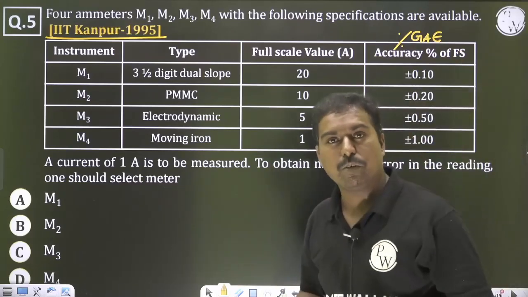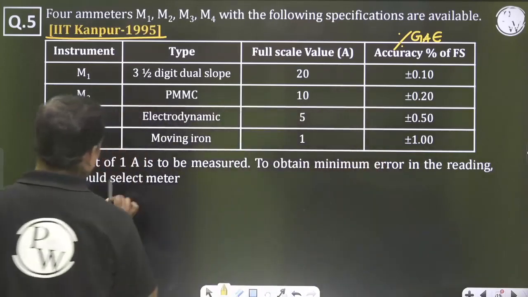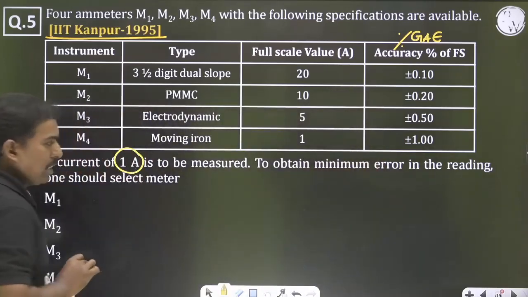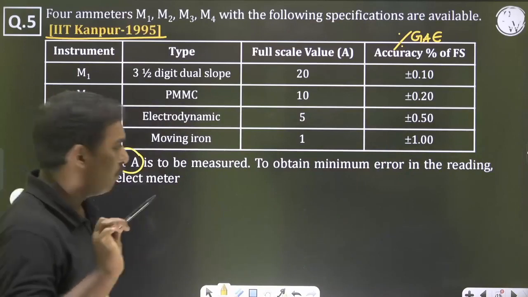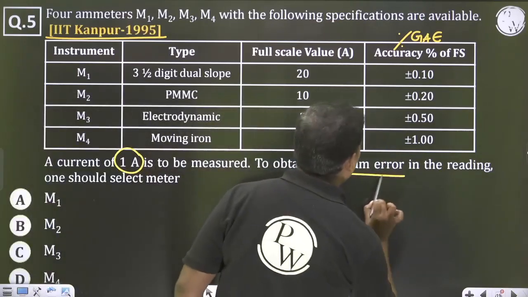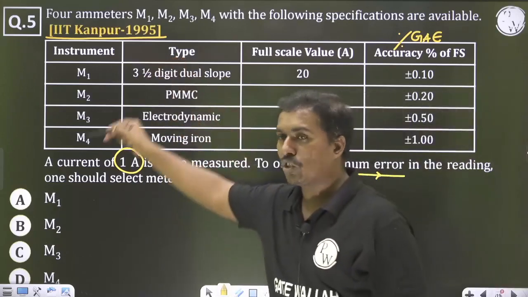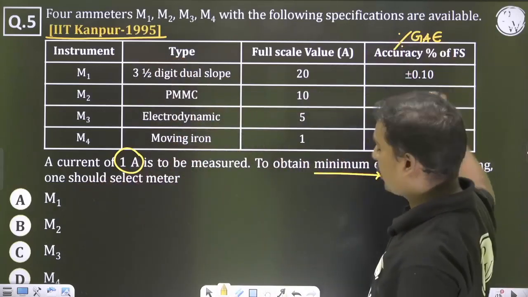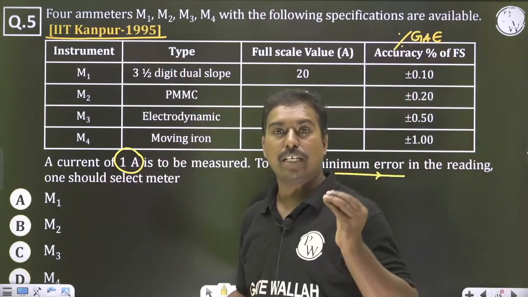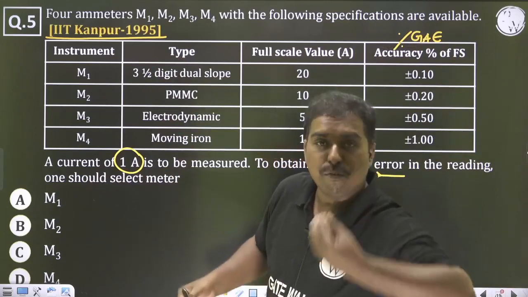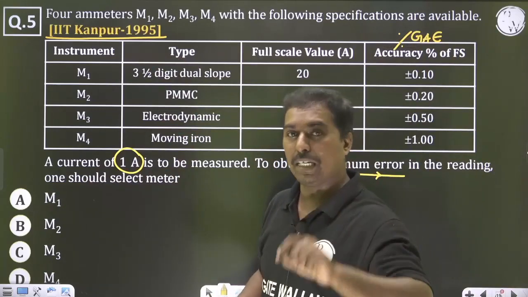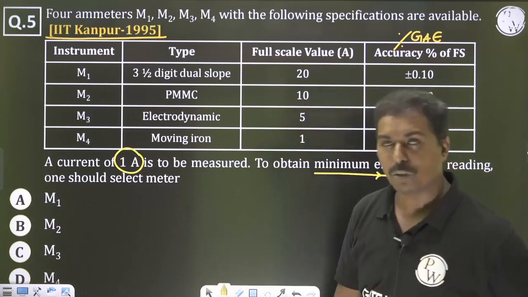But what do you actually want to do? He wants to measure a current of 1 ampere. The measurement to be done is a current of 1 ampere. So to obtain the minimum error, which instrument should he choose? Out of all these 4 instruments, which have their respective percentage of guaranteed accuracy error, which instrument, if I use it for a measurement of 1 ampere, will give the least error? How to solve this problem?